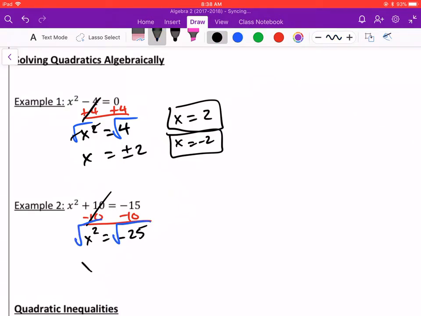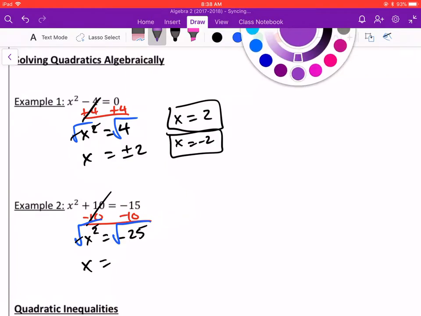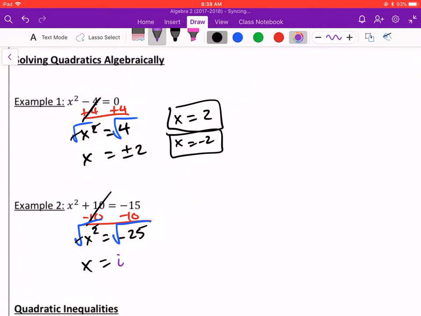So we're left with x equals the square root of -25. So it's a negative. Anytime you see a negative square root, make it imaginary. We're doing i times the square root of 25, and I know the square root of 25 is just going to be 5. So your answer is just going to be 5i. Again, it is imaginary, but your solutions are 5i and -5i.